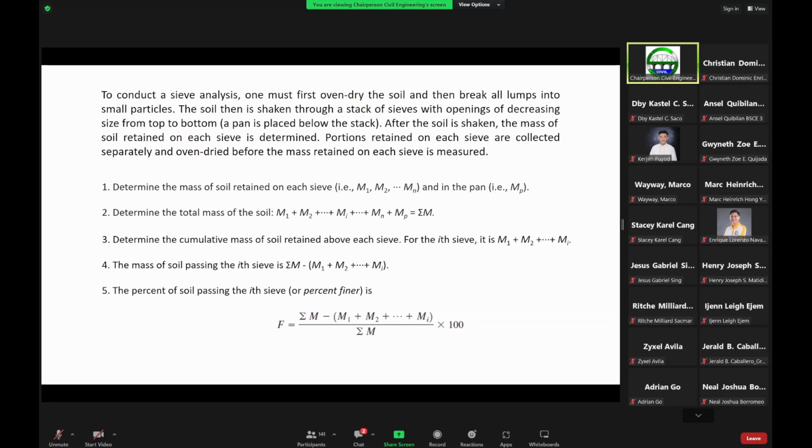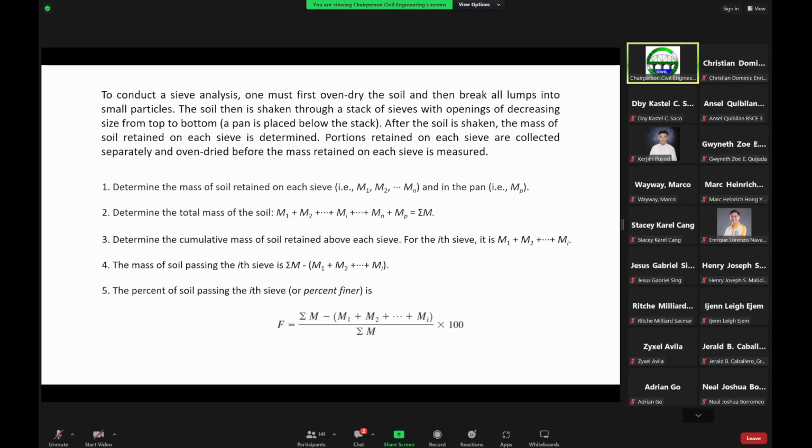Portions retained on each sieve are collected separately and oven dried before the mass retained on each sieve is measured. So if we do it step by step, what we do in the sieve analysis is first determine the mass of soil retained on each sieve, that is M sub 1, M sub 2, until M sub n, depending on the number of sieves.